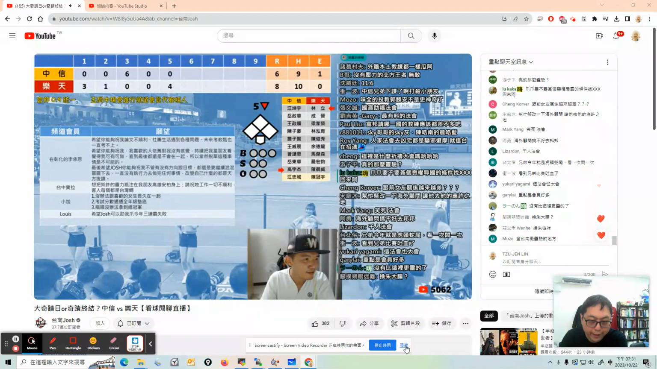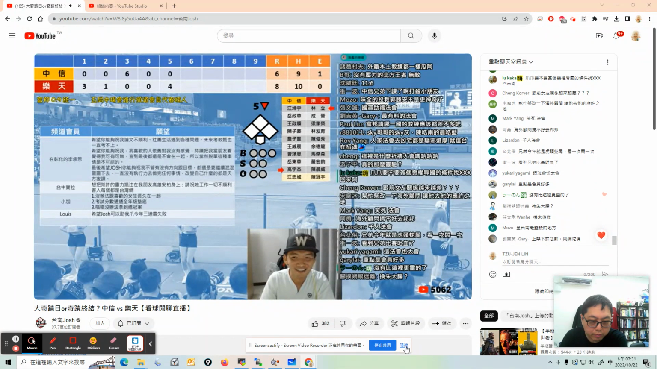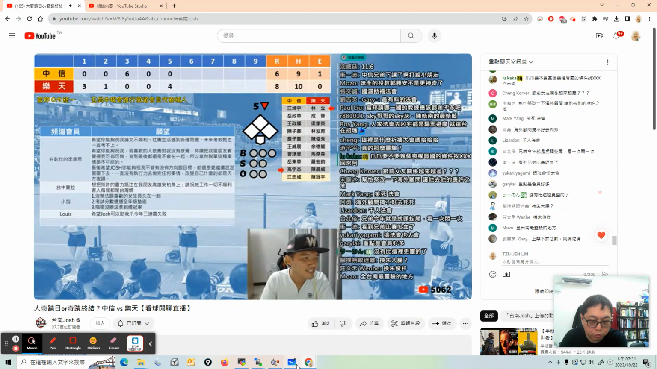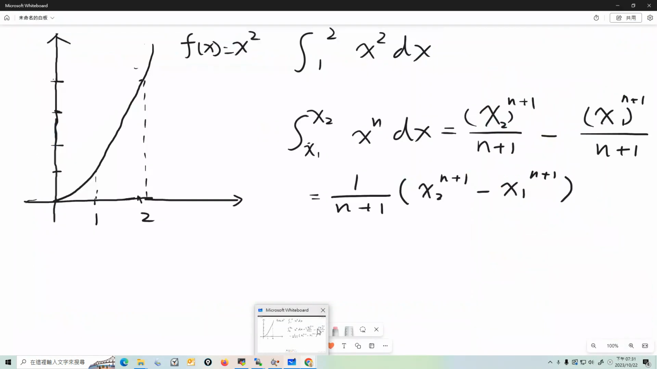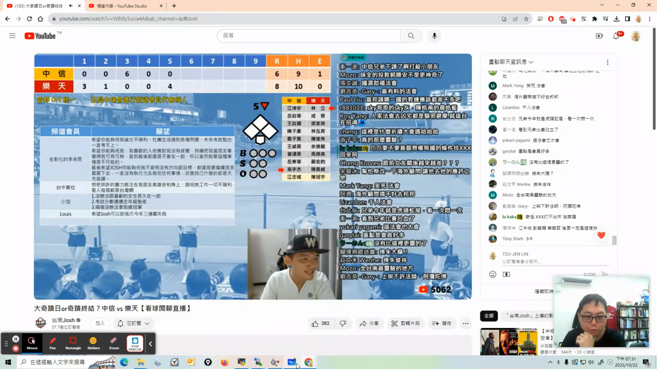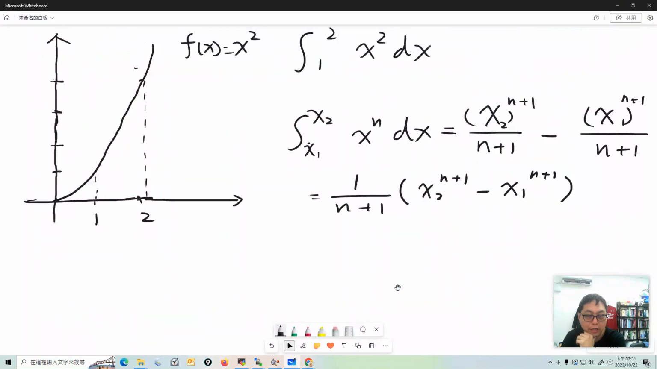Hello everyone. In this video I'm going to show you the integration of a power function. I think the text will give you a rule like this for the integration of a power function.